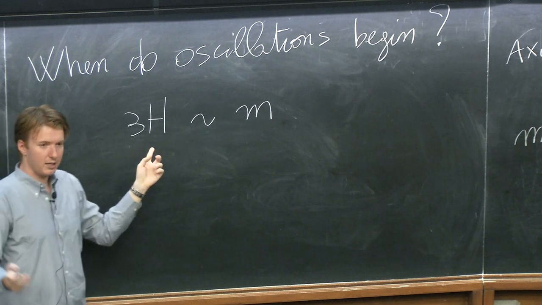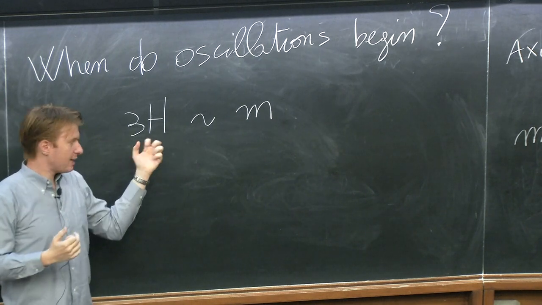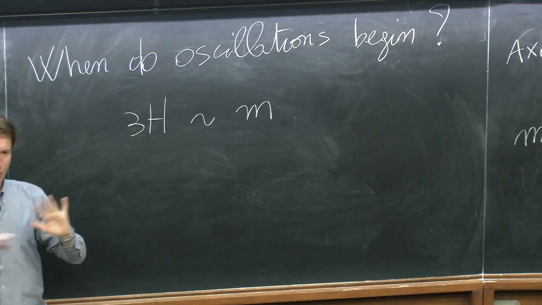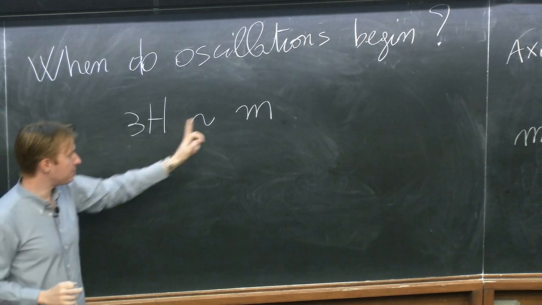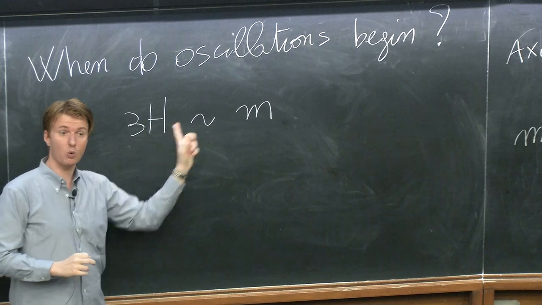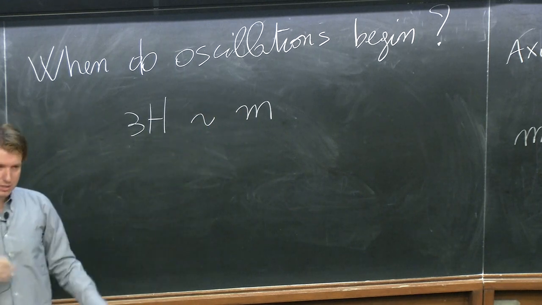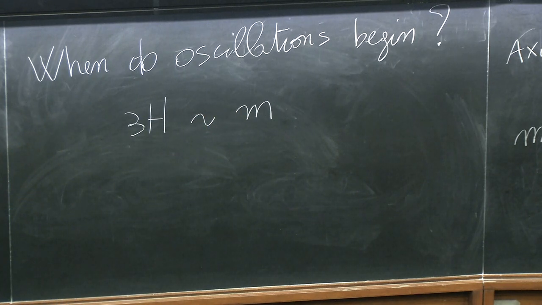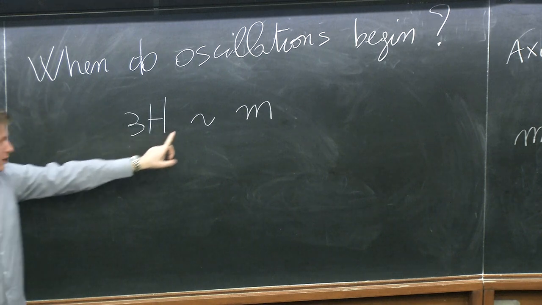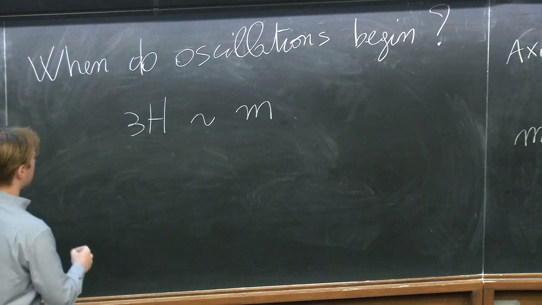So at very high temperature, the time scale of Hubble definitely wins. There is no hope for the axion to move. When these two time scales become equal, then you start to see oscillations. So the way you get the answer to this question is by comparing two time scales, or two rates, if you want. So let's do that.